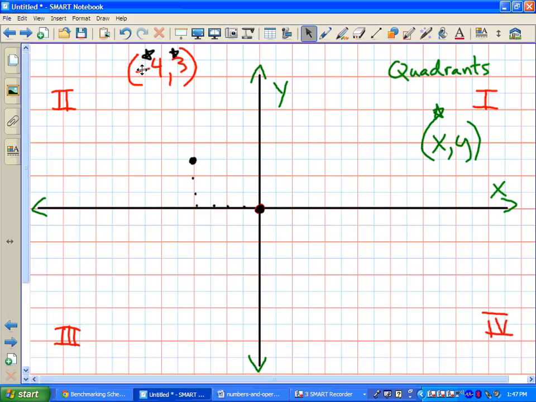In the future, you won't have to put these little dots in, just one big one. So what we're going to do is label it. And there it is, negative four, three. Okay? And that's all we really do.